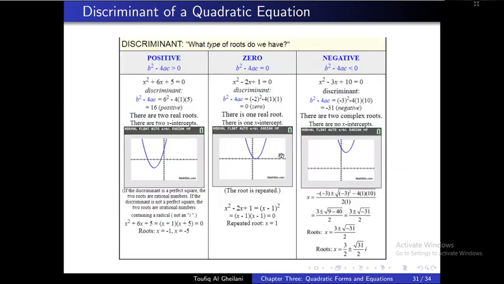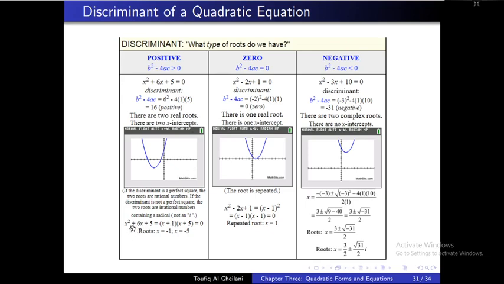Let's take an example: x squared plus 6x plus 5. So the discriminant b squared minus 4ac equals, what's b, the coefficient of x, is 6 squared minus 4 times a. What's a? The coefficient of x squared, 1, times c. What's c? It is 5. So 36 minus 20 will give us 16, positive. So in this case there are two real roots.